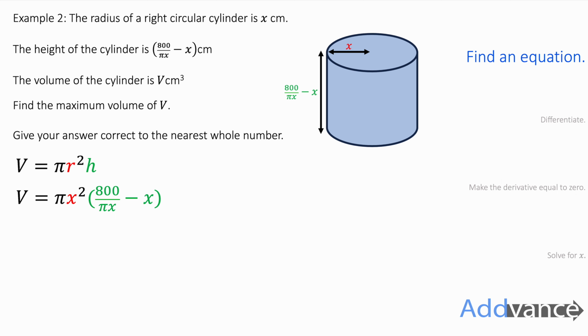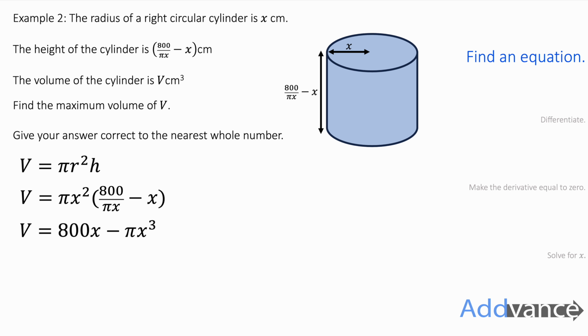Now we have an equation for volume just involving x. We can expand that bracket like this, and we can simplify, and we can cancel out some x's. Wonderful. We now have an equation for the volume just in terms of x. The pi is just a number, so although it looks like a letter, it is actually just a number, 3.14, so we treat it just like a number.